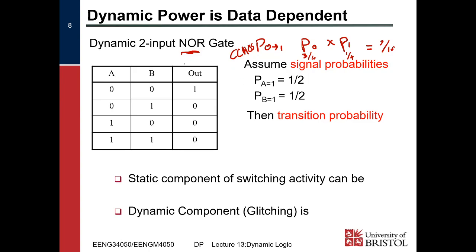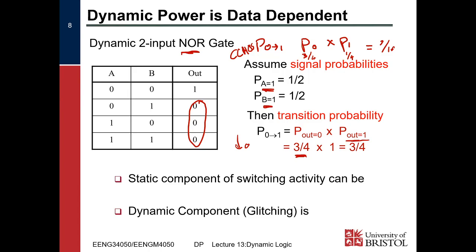Right? Now let's think about our transition probability in dynamic logic, right? So the probability that the output is 0. Well, we've got 3 zeros in our output, so there's a 3/4 probability, given that the probability that A is 1 is a half and the probability that B is 1 is a half. We've got a 3/4 probability that the output discharges down to 0. The probability that afterwards the output is 1, it's 1. Why is that?